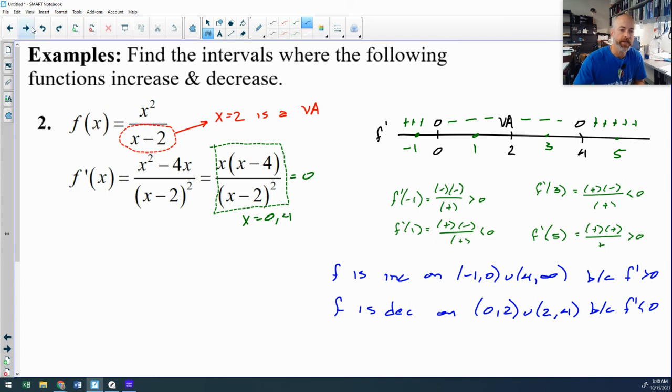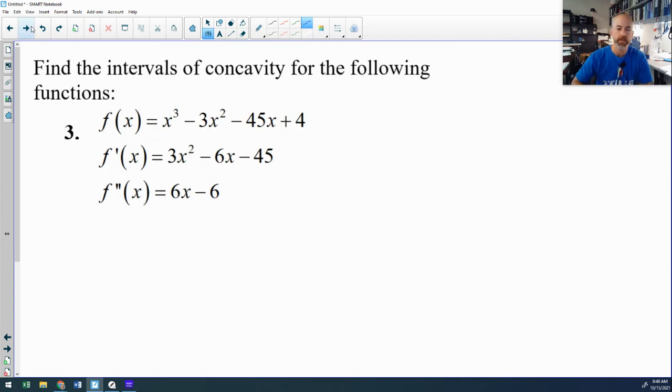Let's talk about concavity real quick. So let's find the intervals of concavity for the following function. And this is a continuation of the function we had on the very first problem. So there's my derivative. Now we need the second derivative for intervals of concavity. So I will start by setting the second derivative equal to 0. And we found out that the second derivative equals 0 when x equals 1. And that is called a hypercritical number.